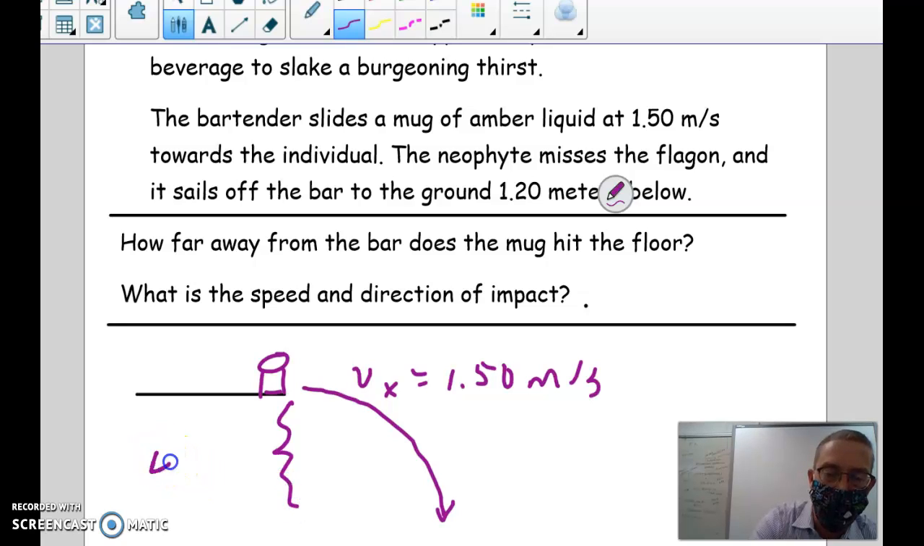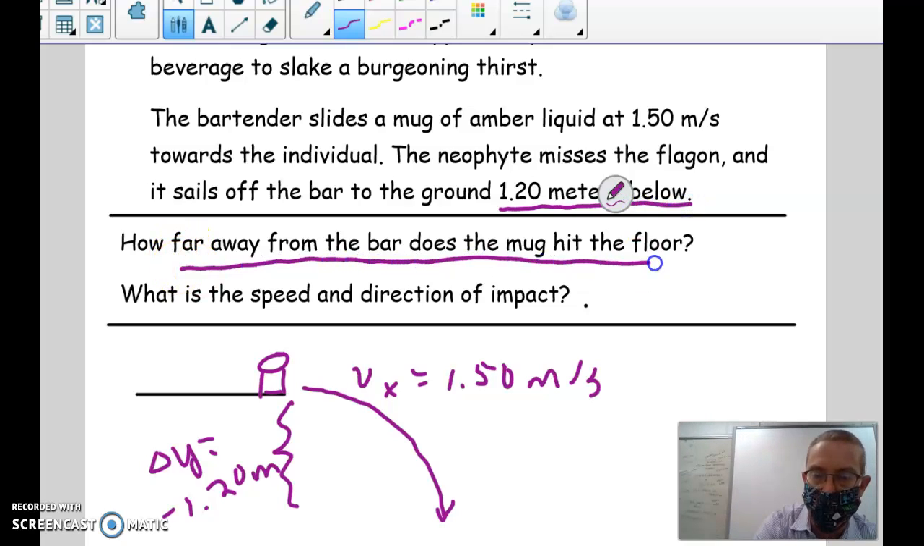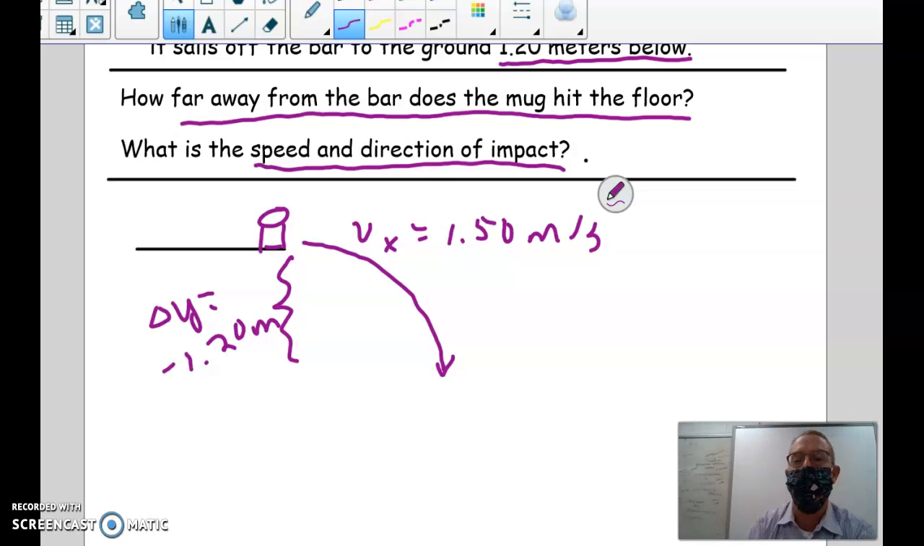the floor at a value, and you need to be cautious here. It's going to be a negative 1.20 meters. Okay, you need to incorporate that negative because it's 1.20 meters below. So the questions we have are: how far away from the bar does the mug hit the floor, and what is the speed and direction at impact? So we know that gravity is negative 9.8 meters per second squared.